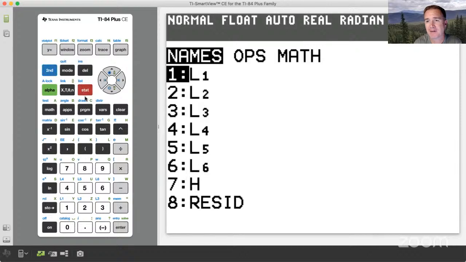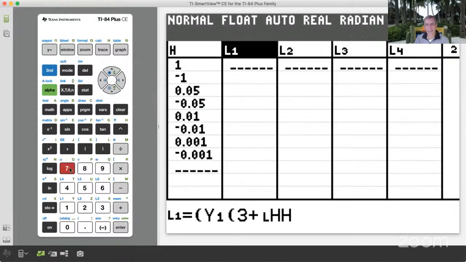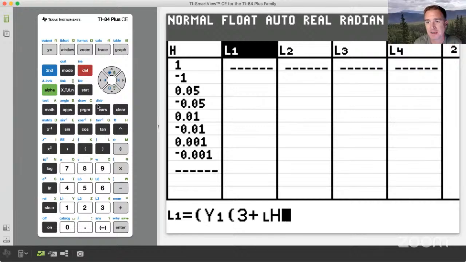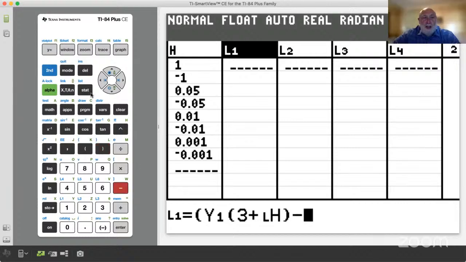There you go. There it is. Now I'll pull number 7 there. There you go. Now delete off that other h. There we go. All right. Now we got it. That's the list h.